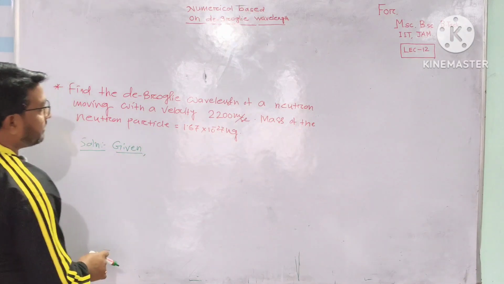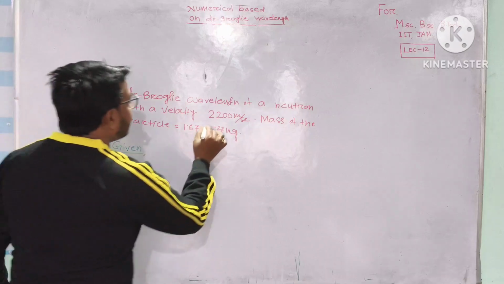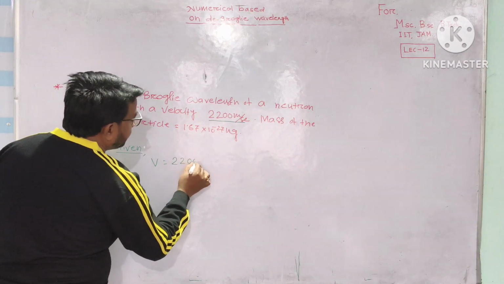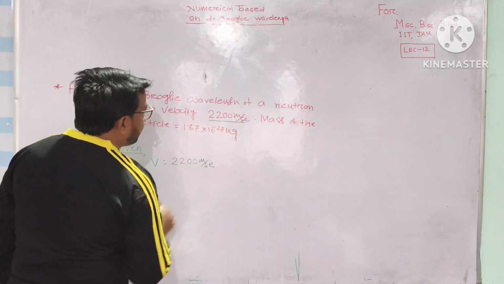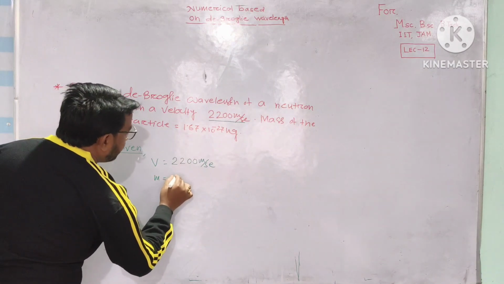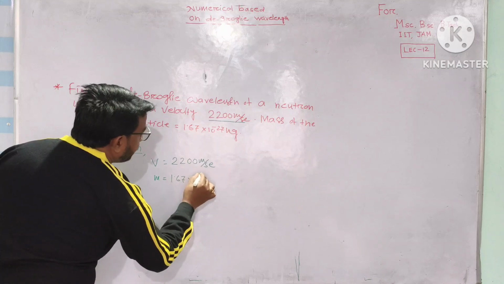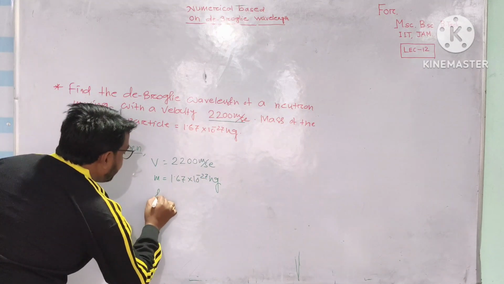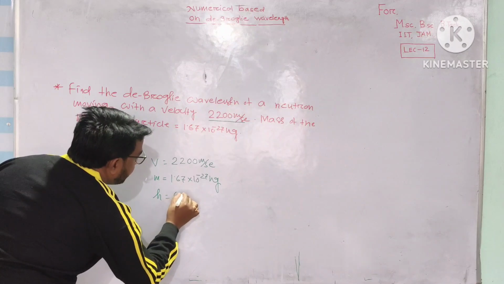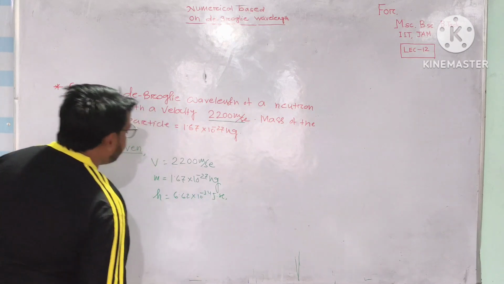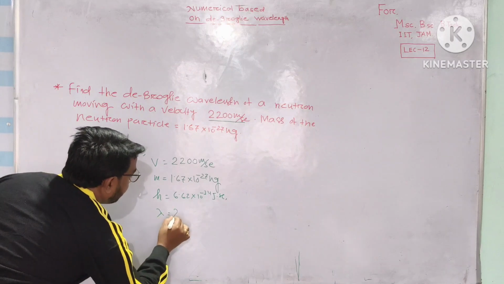The given information of this question: this is the velocity of the neutron particle, v equal 2200 meter per second, and mass of the neutron particle m equal 1.67 into 10 to the power minus 27 kg. Also h means Planck constant 6.62 into 10 to the power minus 34 joule second, and lambda equal what?